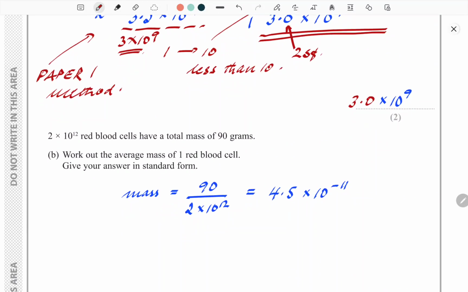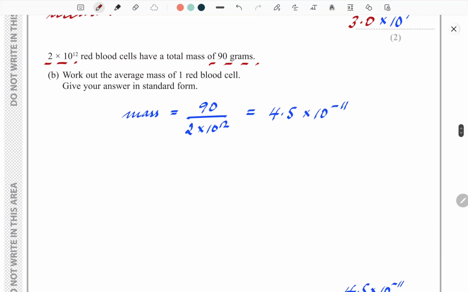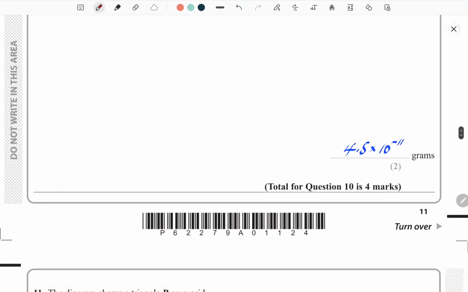All right, and the next bit is 2 times 10 to the 12 red blood cells have a mass of 90 grams. The average mass of one red blood cell is therefore simply the total mass divided by the number. Not much explanation needed here. Divide the 90 by the 2 times 10 to the power 12 on the calculator, and it gives you 4.5 times 10 to the minus 11.